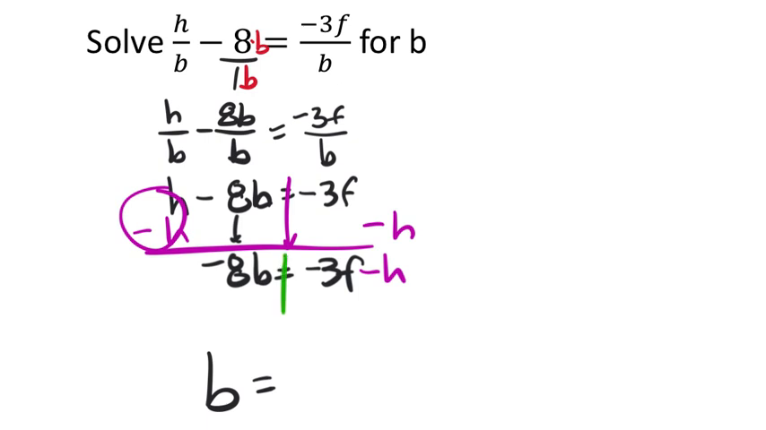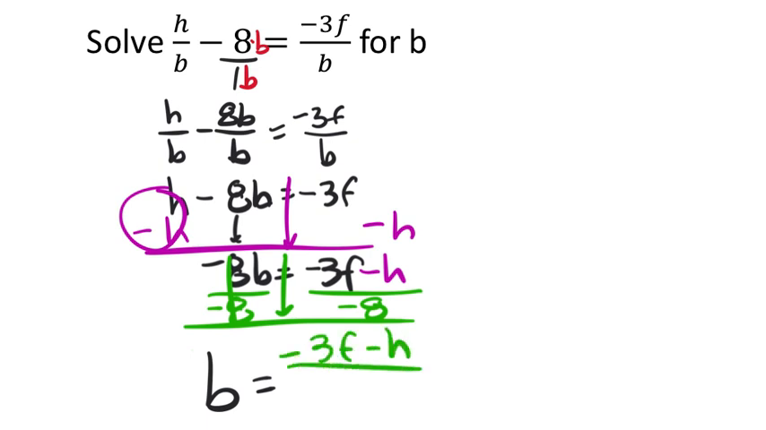The last thing I need to do is to get rid of that negative 8 coefficient of B. I want it to be a phantom 1 right there. So I will take that negative 8 and divide it by itself, negative 8. But if you do it to one side, you need to do it to the other side. That's phantom 1. And I'm left with negative 3F minus H over negative 8.